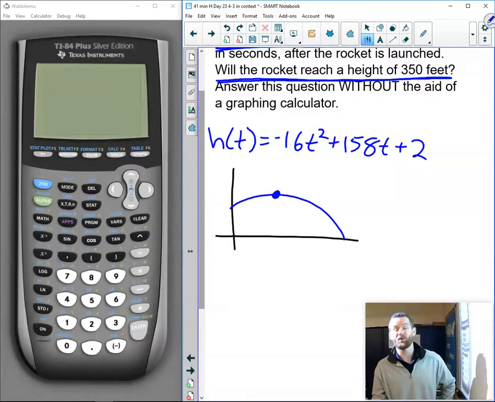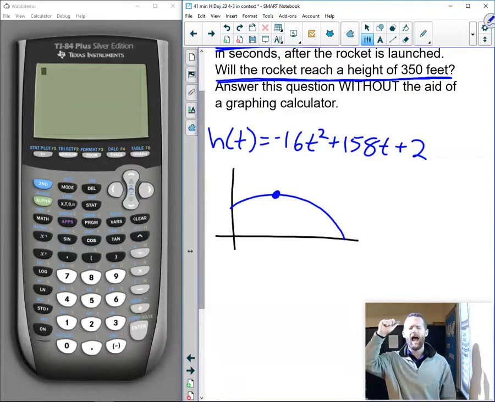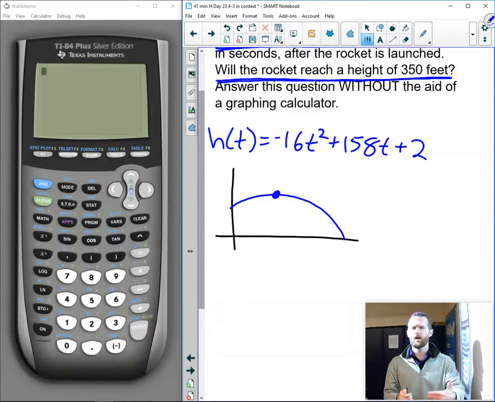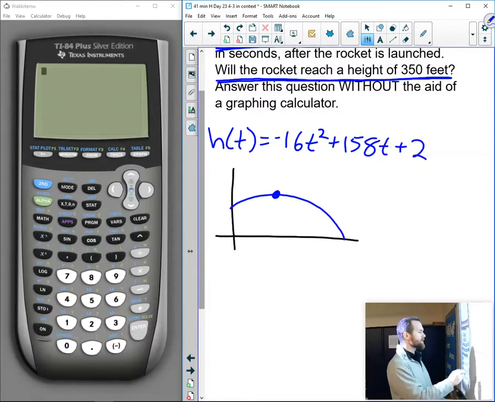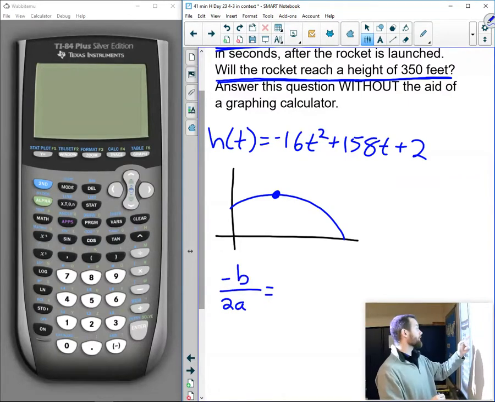Now we know how to do that on the graphing calculator. Hopefully you remember how to do that by hand. So pause the video right here. I want you to think of an answer. How would I start finding the vertex of a quadratic equation by hand without a graphing calculator? I'm going to give you the answer in 3, 2, 1. The answer is we use negative b over 2a. Negative b over 2a will give us the x-coordinate of the vertex.